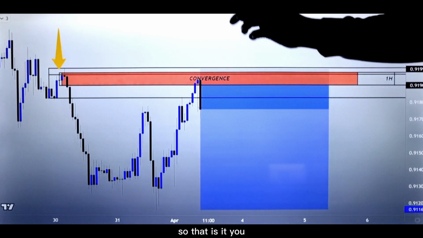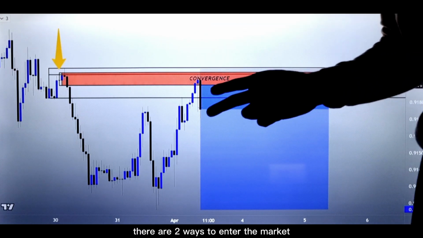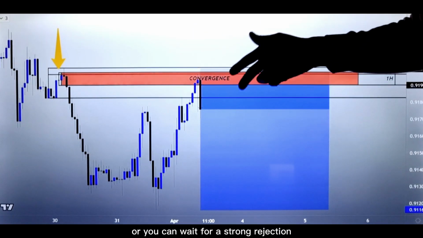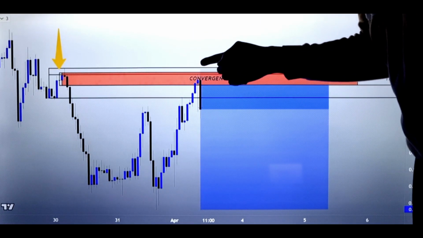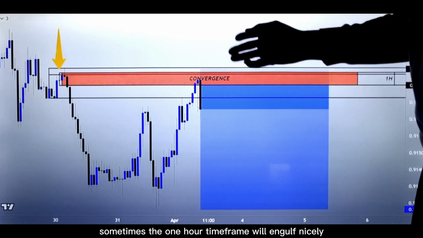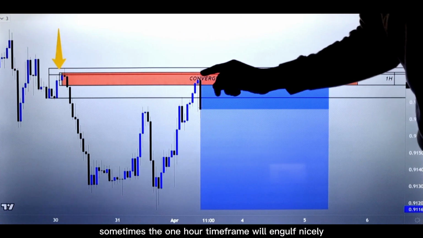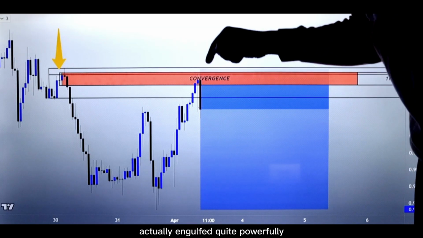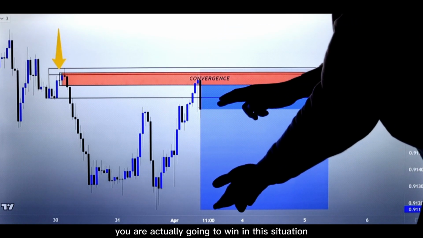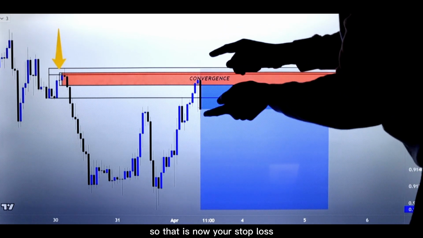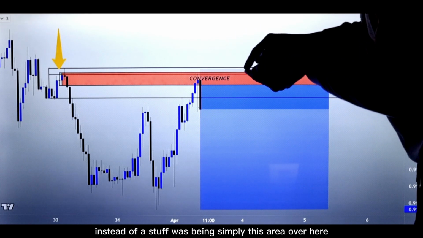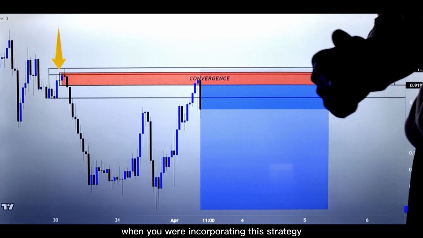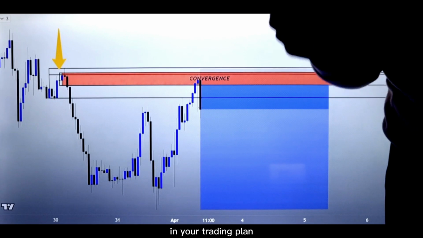So that is it. There are 2 ways to enter the market. You can set a sell limit, set and forget, leave the chart, or you can wait for a strong rejection on the 1 hour time frame. Sometimes the 1 hour time frame will engulf nicely. In this situation, the 1 hour actually engulfed quite powerfully, eating the amount of money you're actually going to win in this situation. So that is now your stop loss, instead of your stop loss being simply this area over here. So consider that when you are incorporating this strategy in your trading plan.